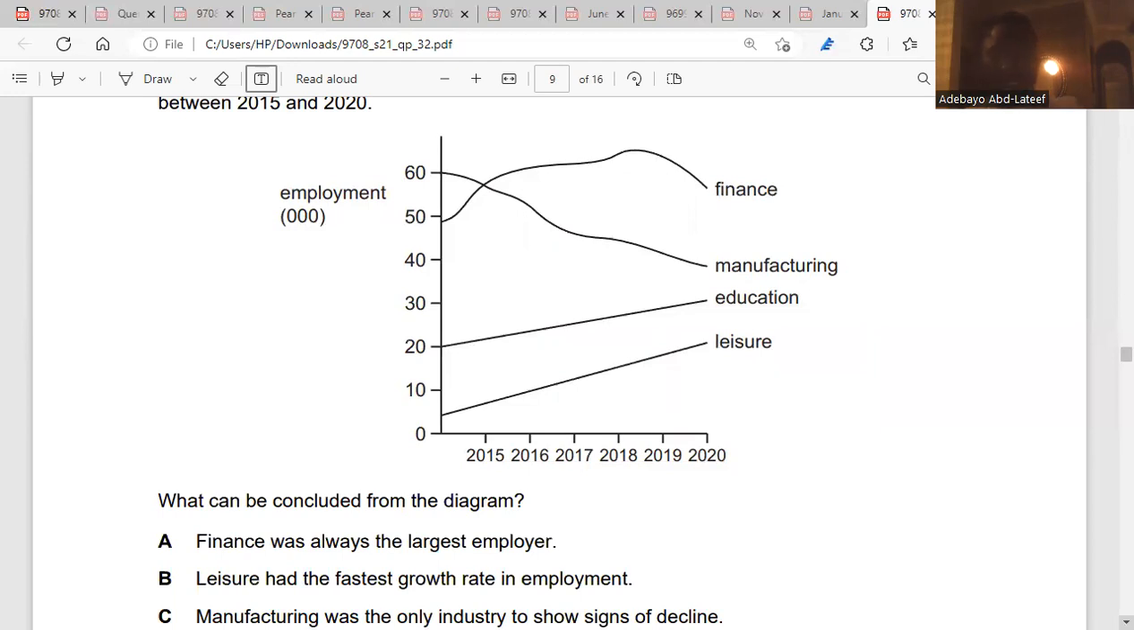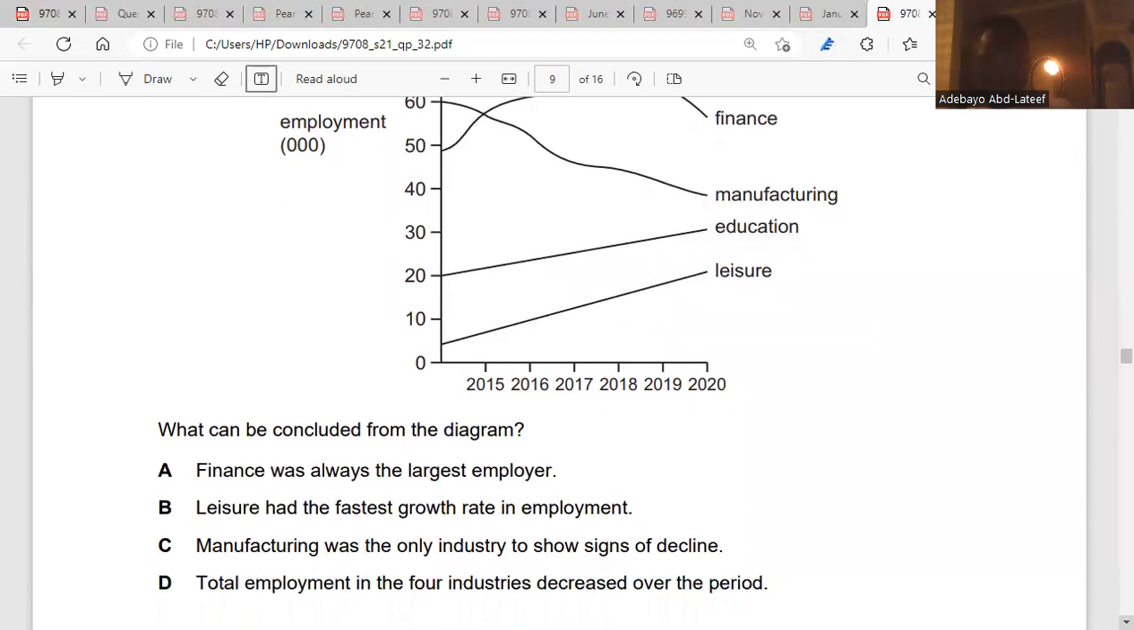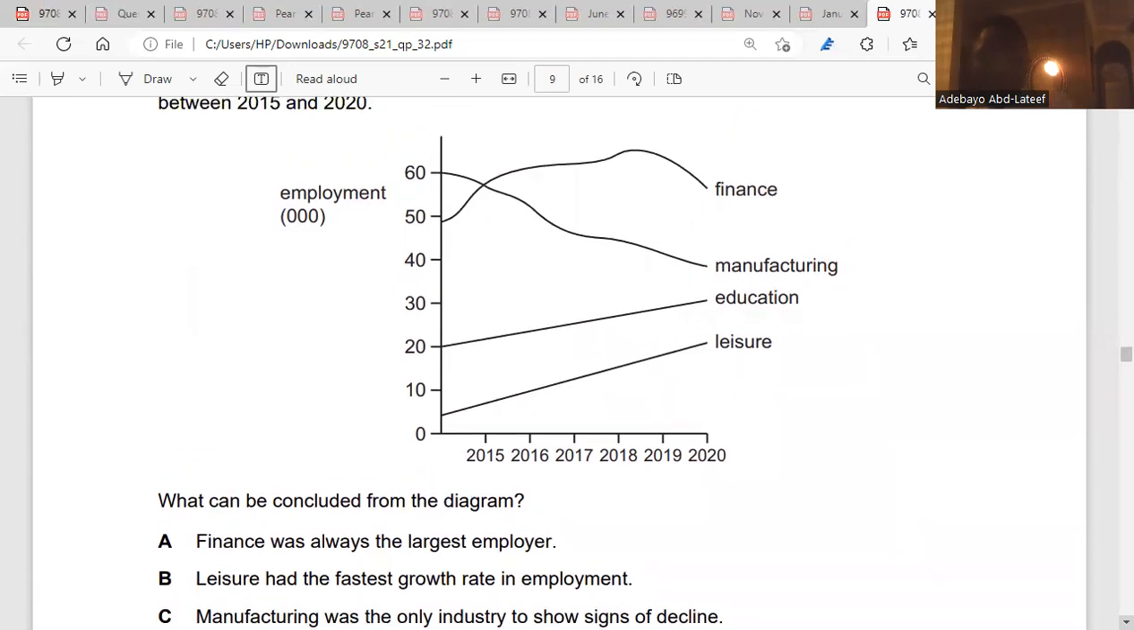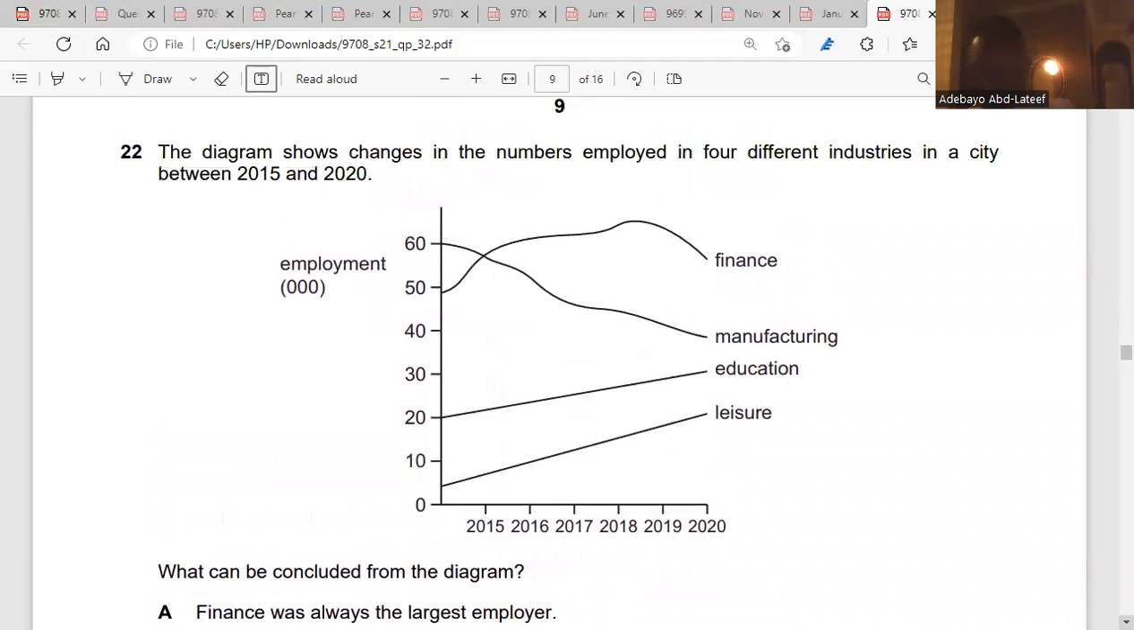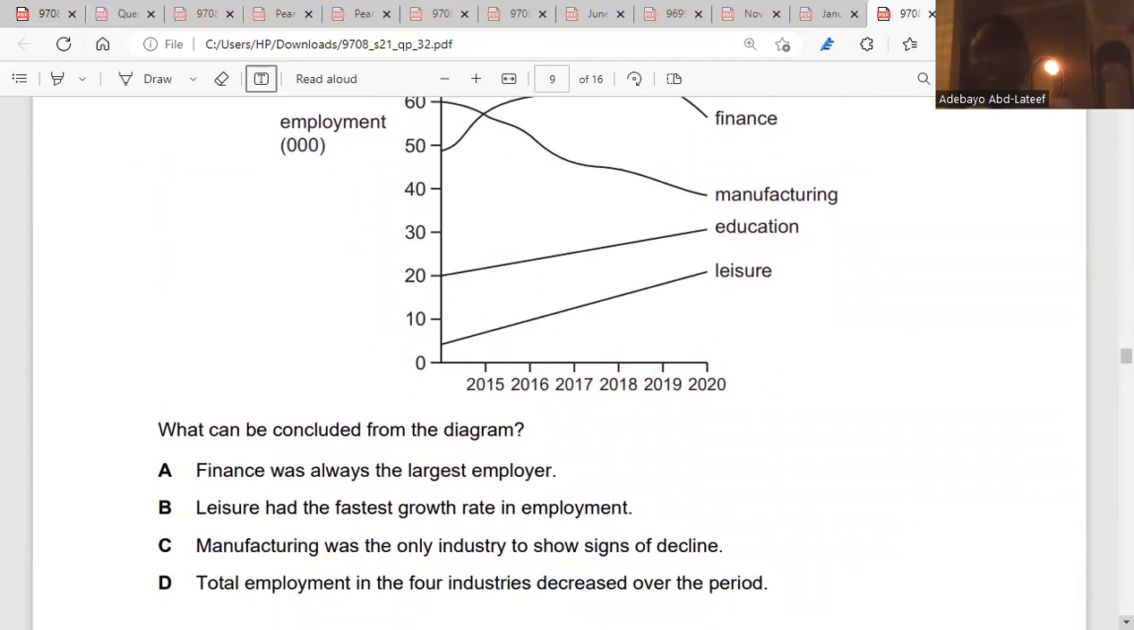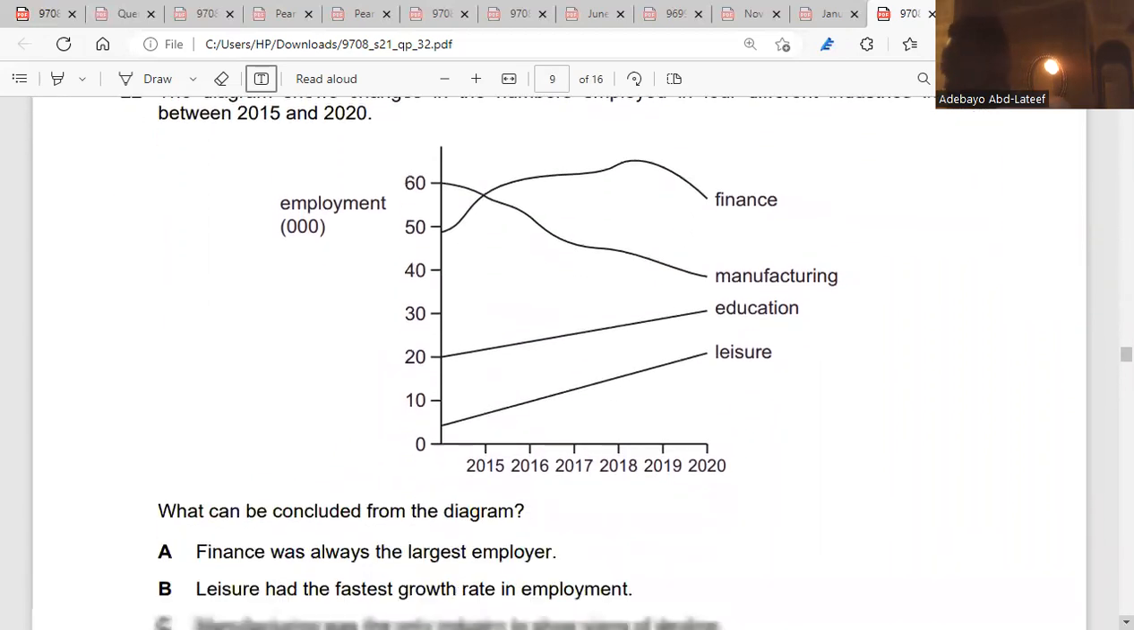Leisure, let's see, from around 4 to around 15 or 17, right? That means it increased like 13,000. Let's check. Manufacturing was the only industry to show signs of decline. No, not only manufacturing shows signs of decline, finance also shows signs of decline. So it's not C. Total employment in the 4 industries decreased over the period. No. The answer is B. Leisure had the fastest growth rate in employment from around 4 to 17. Do you get it? That's question 22, B. 23.